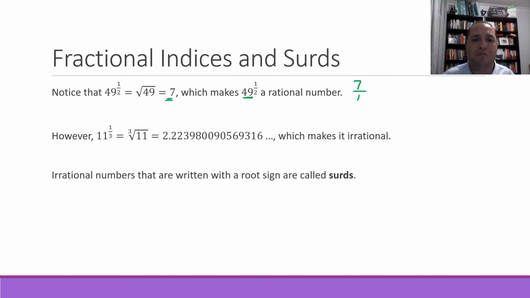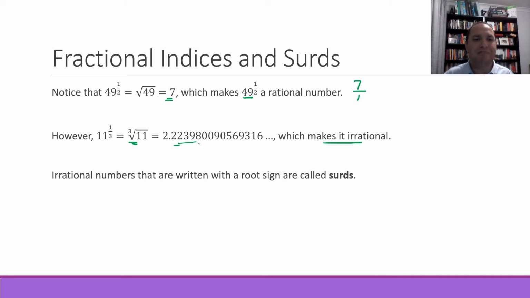11 to the 1/3, or the cube root of 11, is 2.223980090569316, and that's where my calculator stopped. But those decimals will actually go on forever. And looking at these decimal places, there's no pattern. 2 2s in a row, 2 0s, no counting up, counting down. The numbers are all over the place. So that's an irrational number. The cube root of 11 is irrational because those decimal values will go on forever with no repeating pattern.